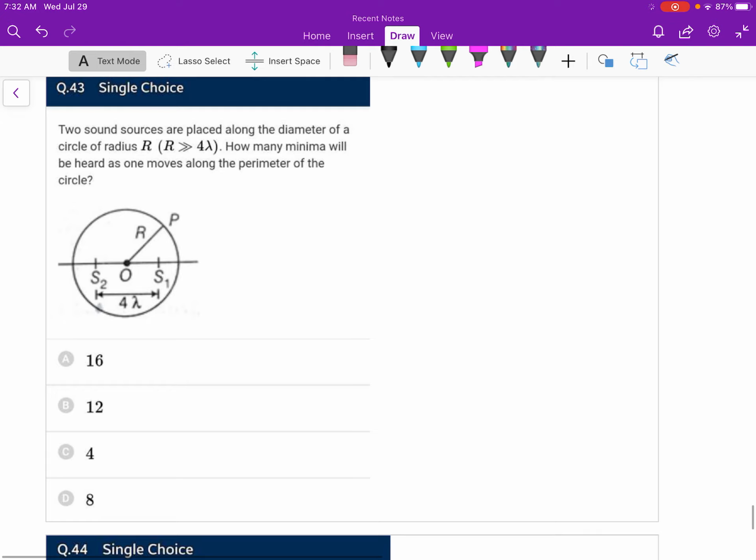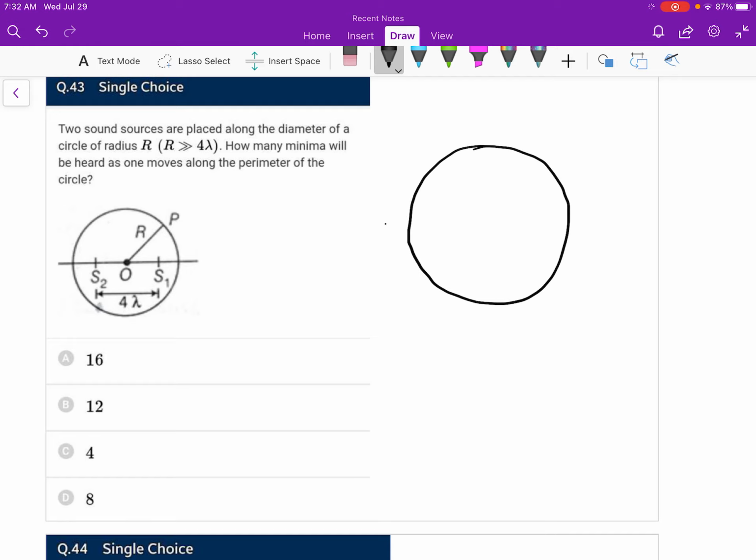How many minima will be heard as one moves along the perimeter of the circle? So this is the perimeter of the circle. Let's divide it into 4 quadrants. Okay, so this is S2, this is S1. Here path difference is 4 lambda and here path difference is 0. Similarly here path difference is 4 lambda and here path difference is 0.